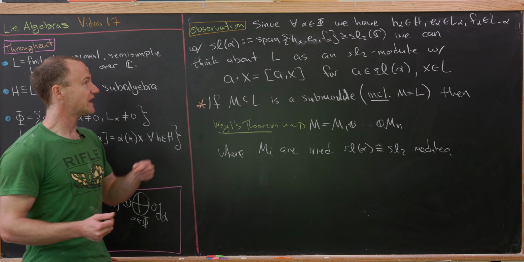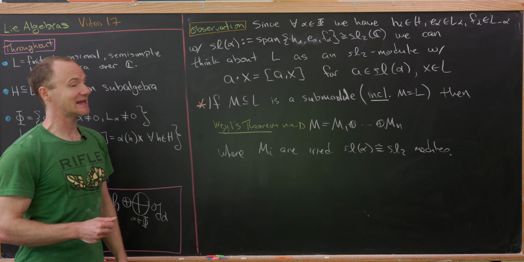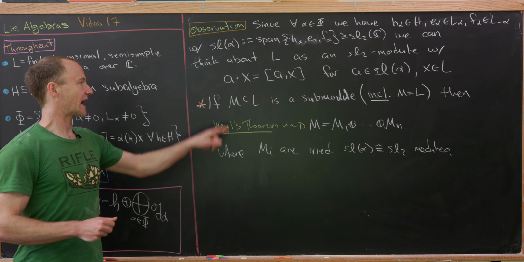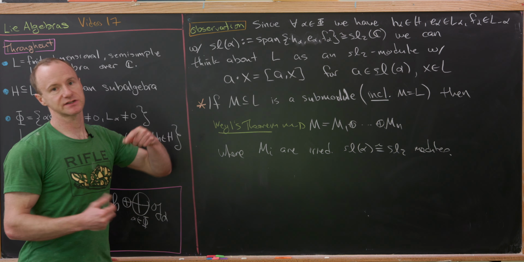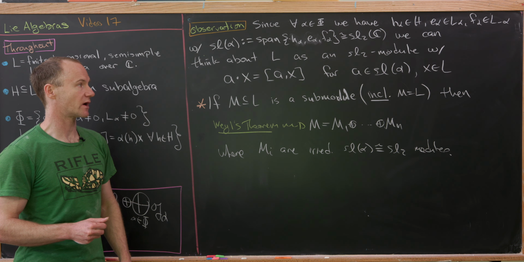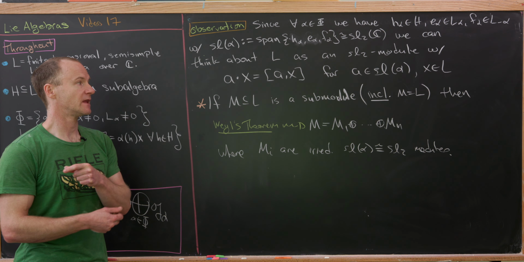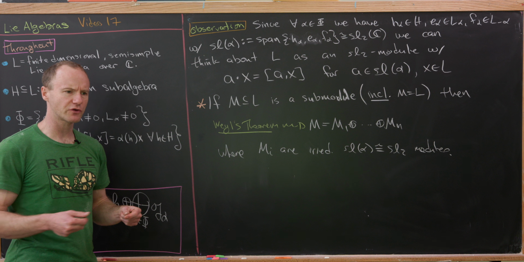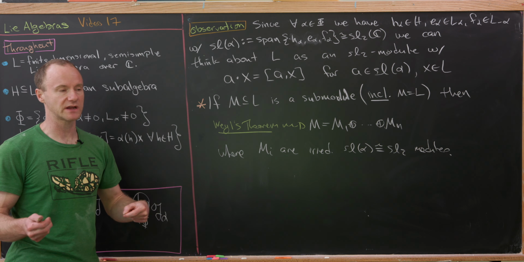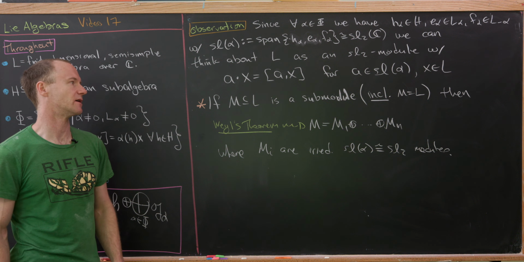Then we can think about L as an SL2 module with the following action. A dot x, so that's the action of A on x, is equal to the bracket of A with x, where A is in SL alpha and x is in L. Remember, you can always think about a Lie algebra as a module over itself, or even as a module over one of its subalgebras.